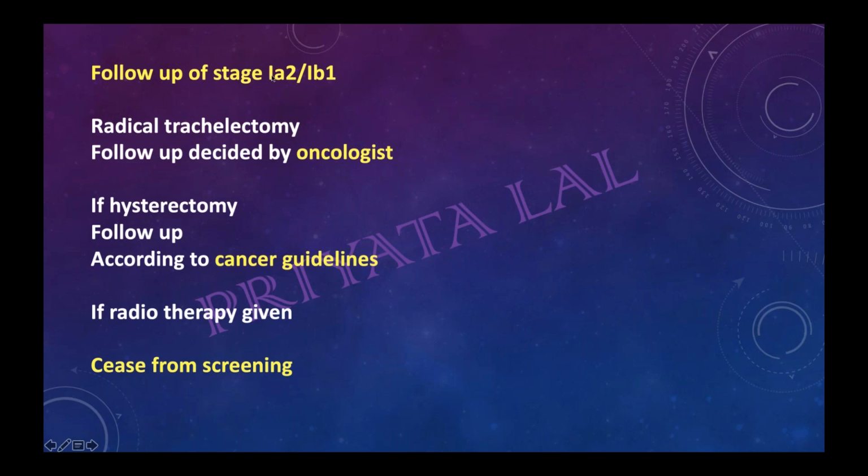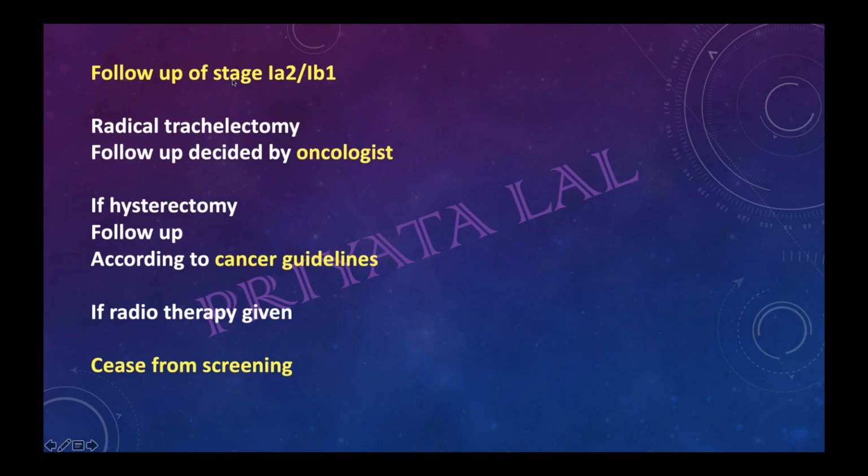Again, this part also has been added new. So if the stage of the cancer is 1A2 and 1B1, and in this stage, if the patient desires fertility, trachelectomy is done as a treatment. If the trachelectomy has been done, this patient will be put on follow-up, but that will be decided by the oncologist. And if the hysterectomy has been done, then follow-up will be decided by the cancer guideline. If radiotherapy is given, this patient will cease from any kind of screening.